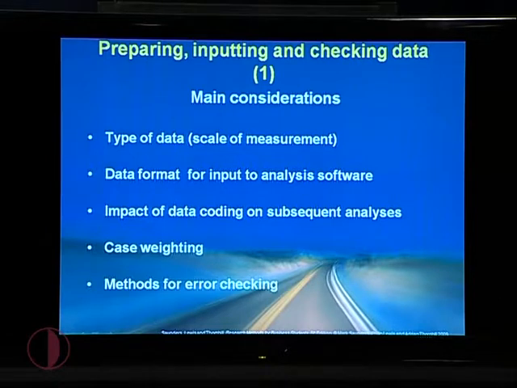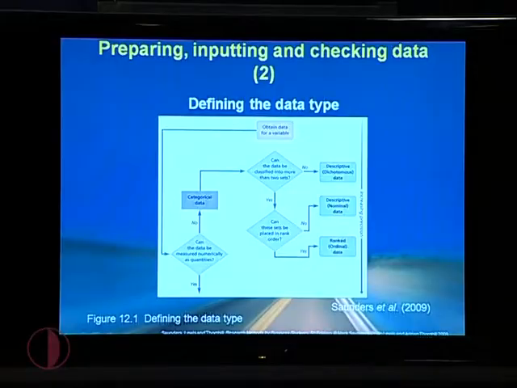So what types of data may we have? As it is quantitative, that means it is numerical or binomial to be measured. We also consider what data format is accepted by the software program, the impact of data coding in order to be understandable, and case weighting, and methods also to be applied to check the errors. So let's have a look at how we collect our data.